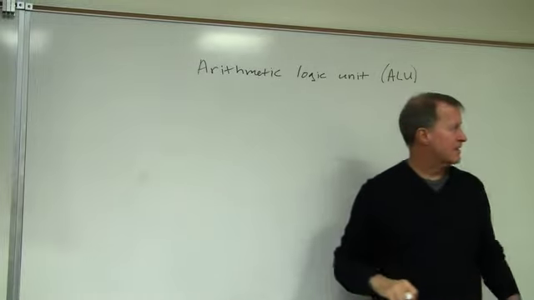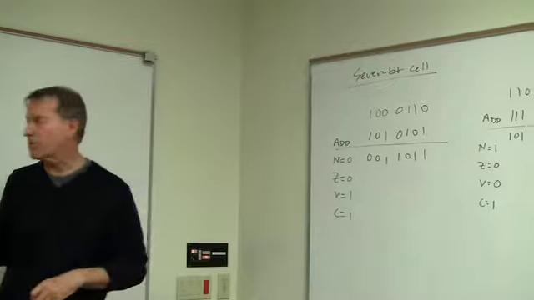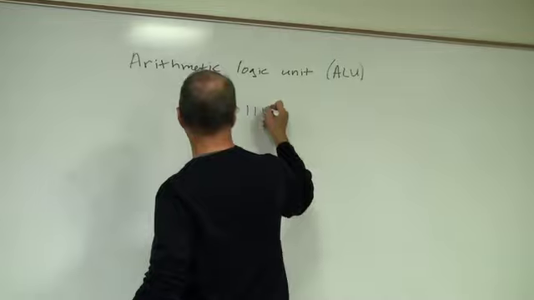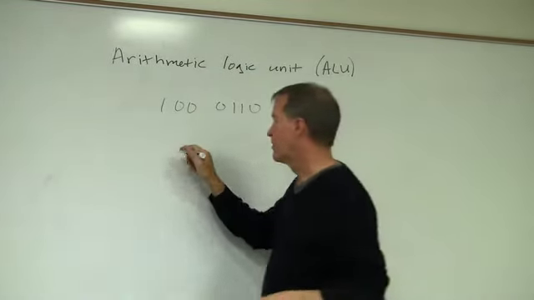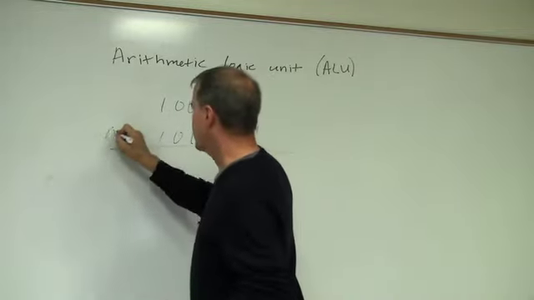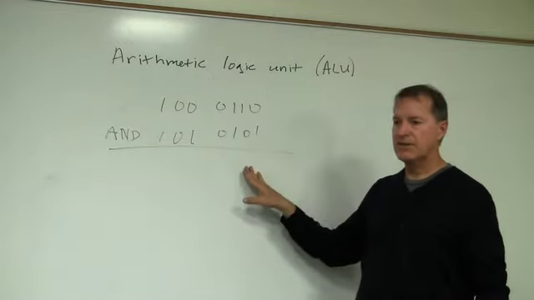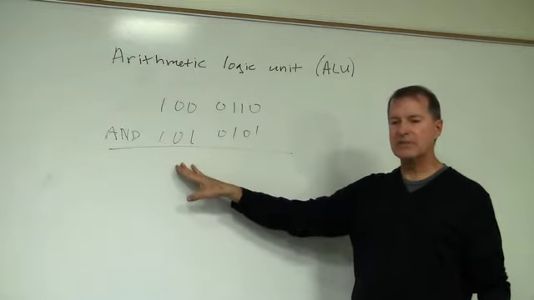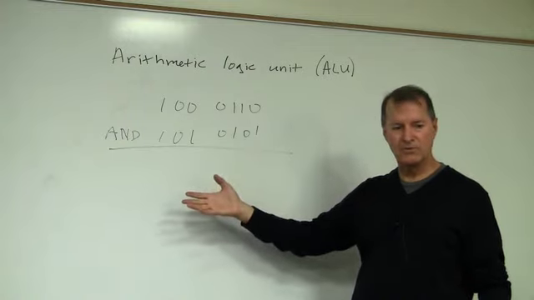So here, let's take this number, 1000110, and 1010101. Now let's AND these. Whenever you AND these, you AND them bitwise, but now here's the thing. There's no concept of a carry, and there's no concept of an overflow.